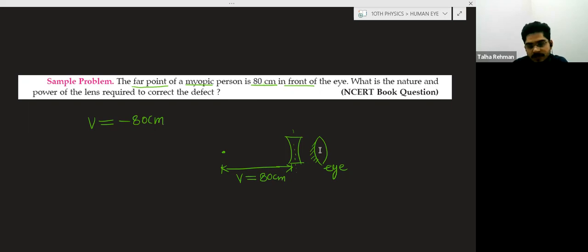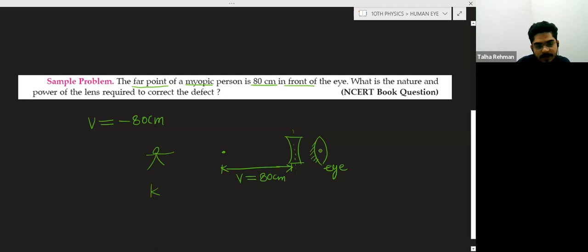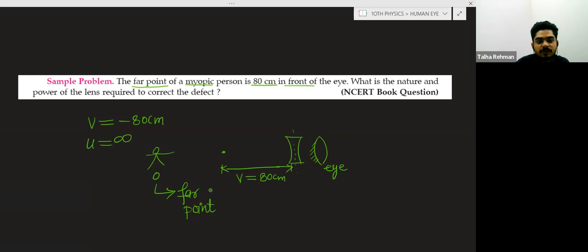Now what do we take as the object distance? This eye has the defect, and this eye wants to see an object which is at the far point. Far point means the object is at infinity. So rays from this object will be in this direction. This is the direction of the incident rays.